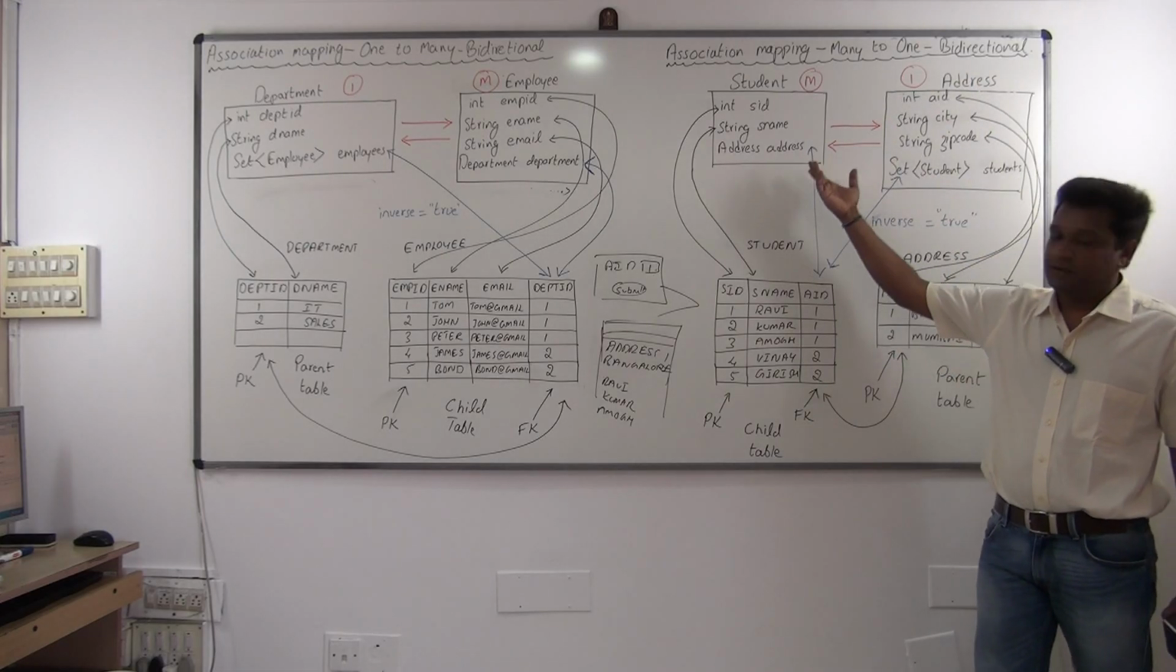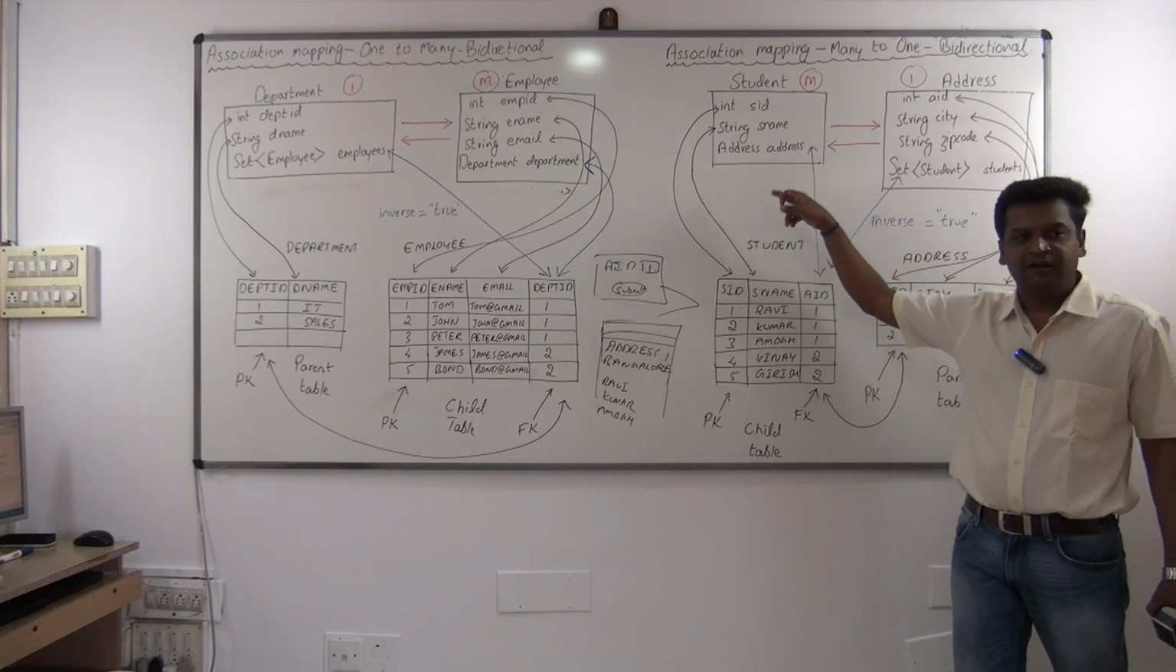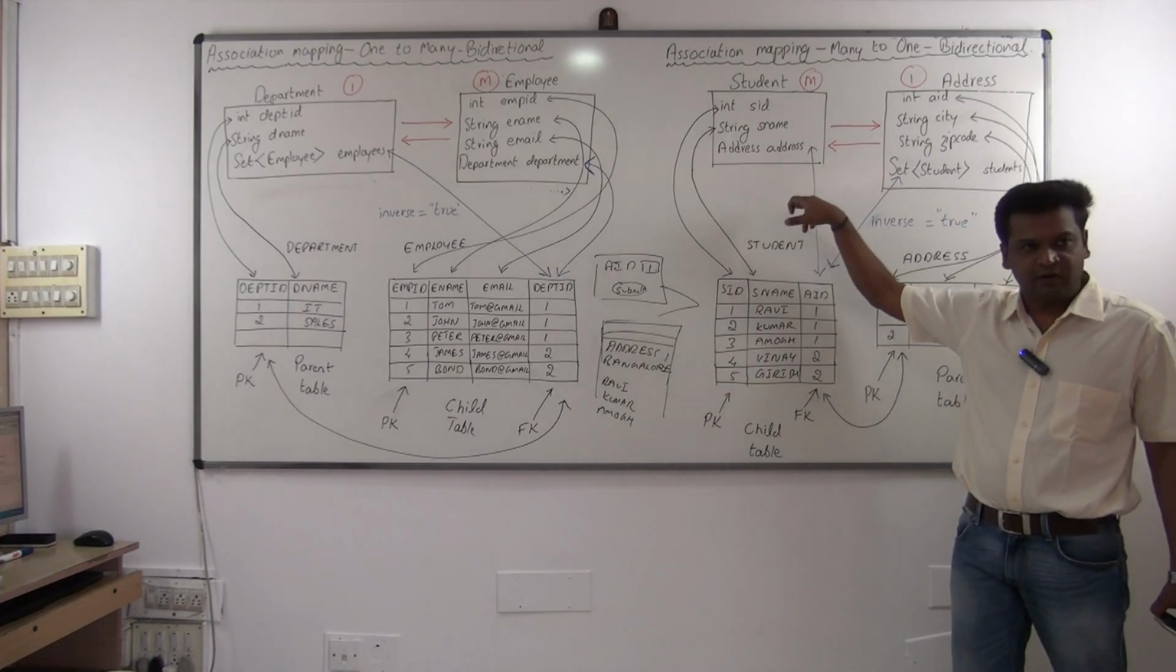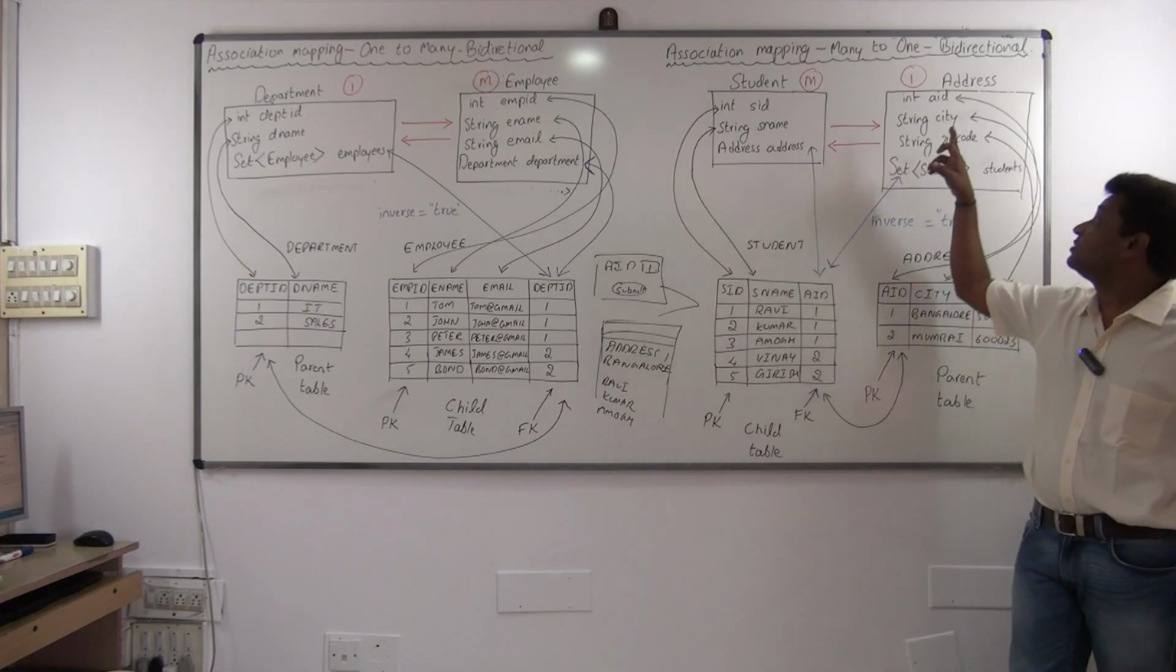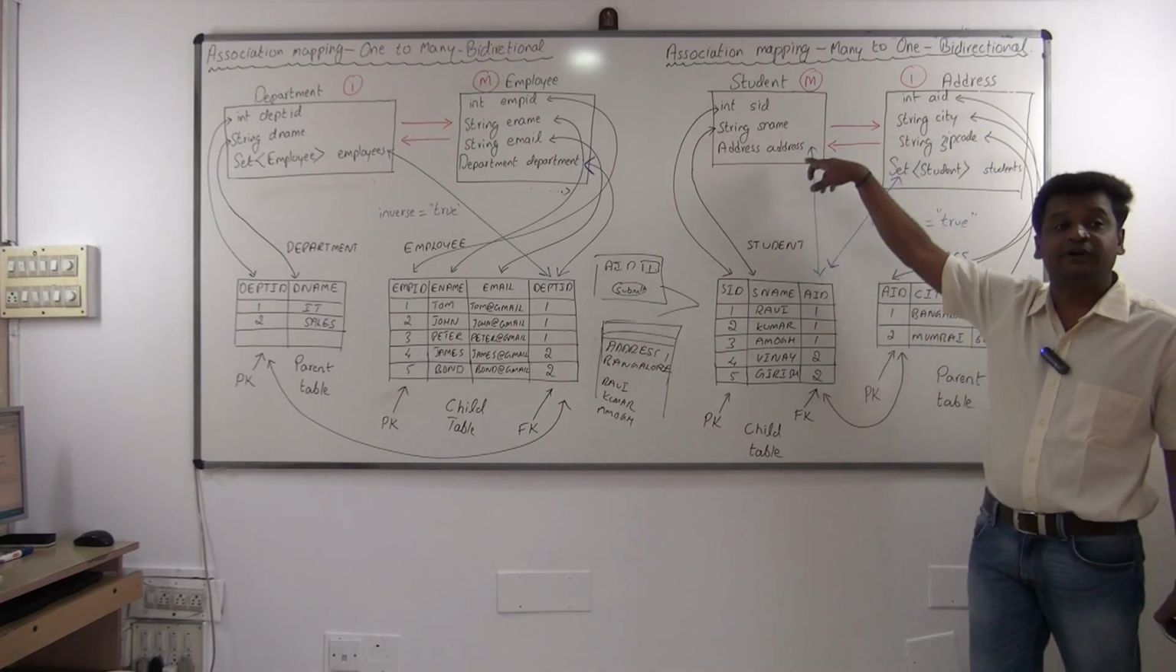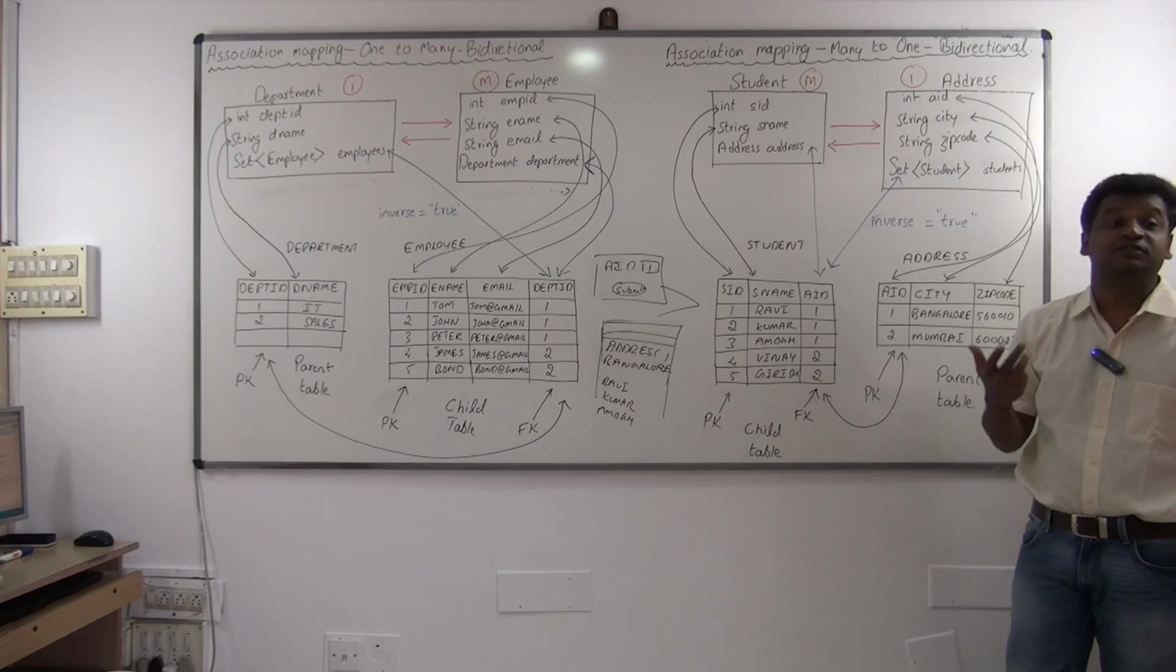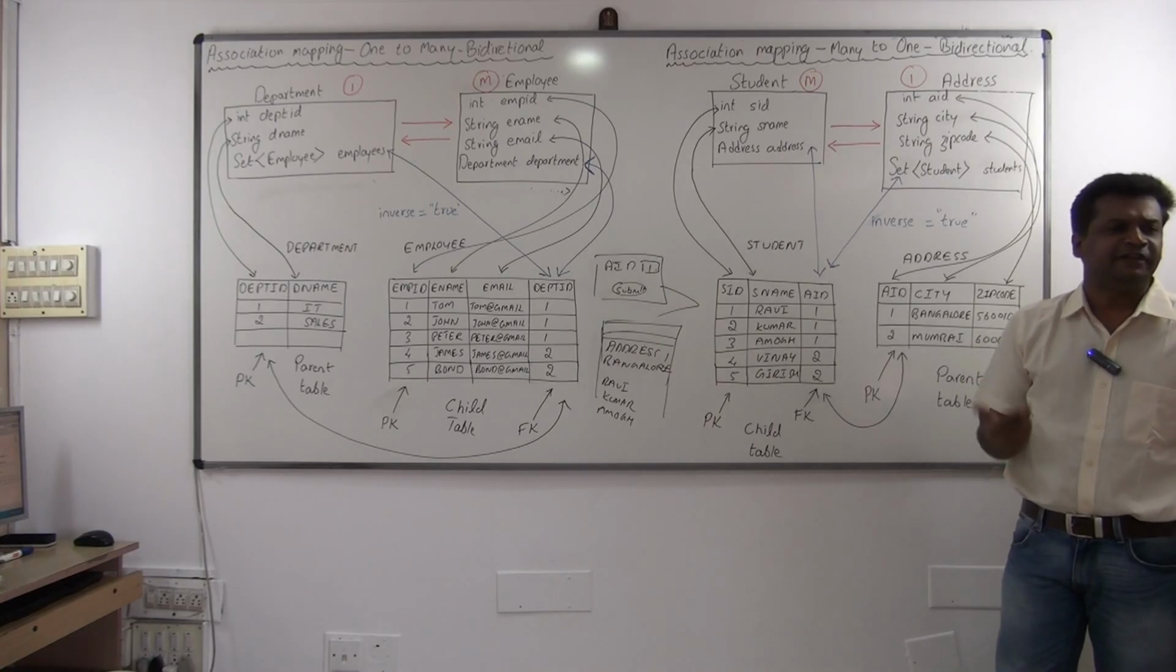Direction means the idea is very simple. If I load the student, I want his address also. As well as if I load the address, I want all the students staying in that particular address also. So that is bidirectional I want now. So let us see how you design the entities now.